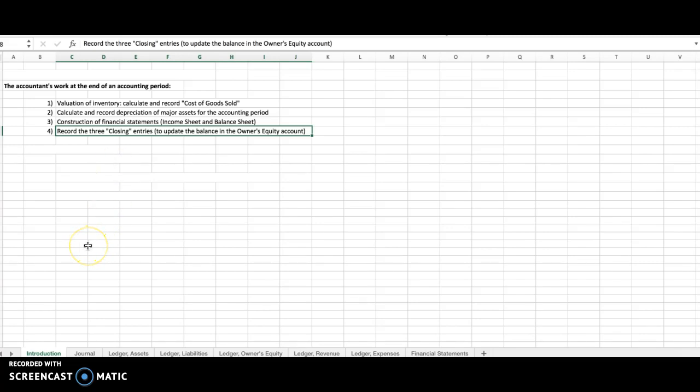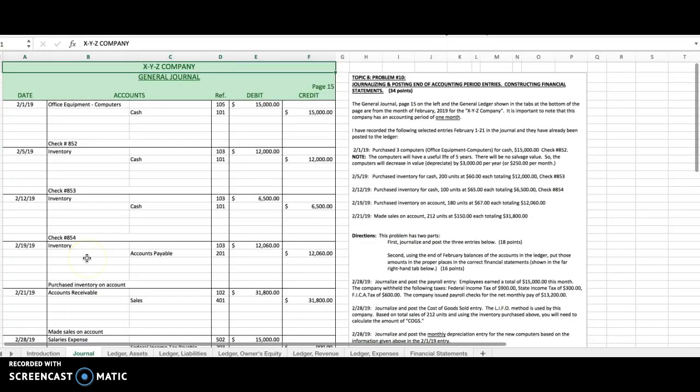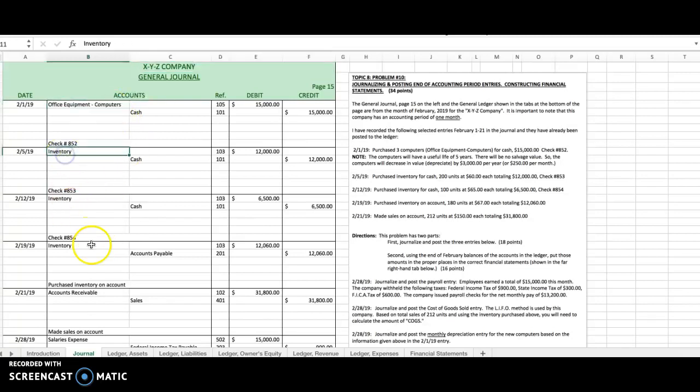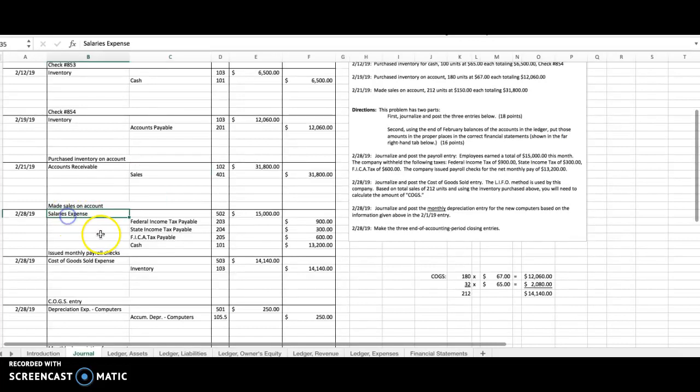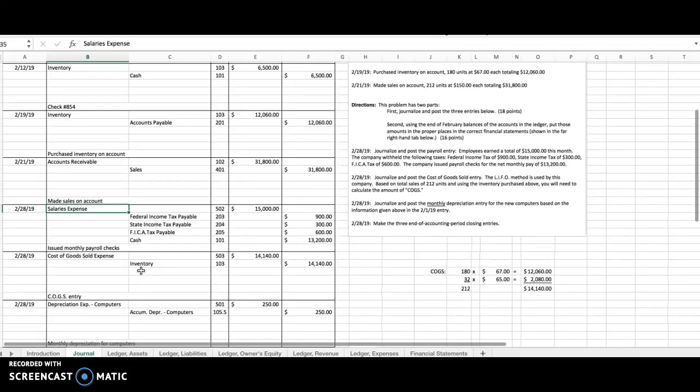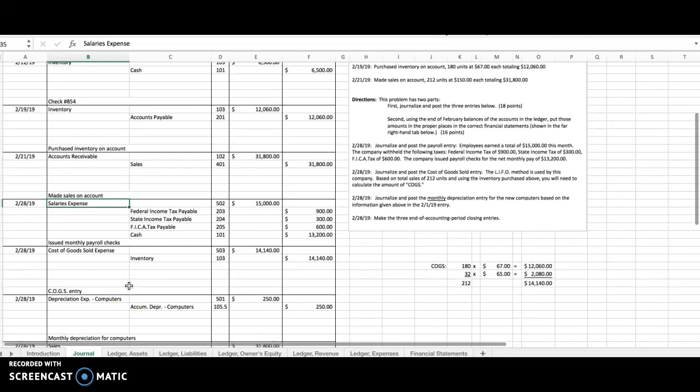In order to do that, we're going to look at a business that we had just recently. So I'll look at the tab at the bottom, and the journal is for the XYZ company, and all of these transactions have been journalized and posted. And you had this, as I said, just recently. We bought some computers, we bought some inventory, we had some sales, payroll entry was put in, cost of goods sold was calculated and journalized and posted, as was the depreciation. So that has been done already. Now we're ready for the next step.